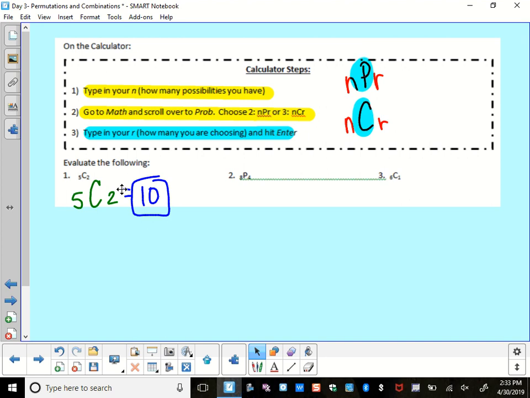So this is basically what we just did. Instead of listing out heads, heads, heads, heads, tails, tails, this is going to pick out how many different possibilities we have without us having to write it out. All right, I want you guys to do numbers 2 and 3.